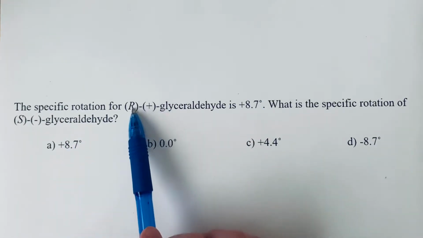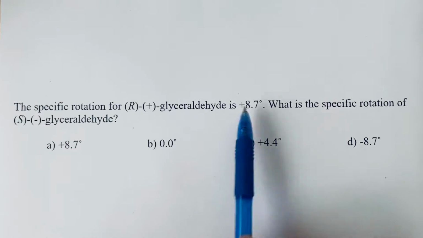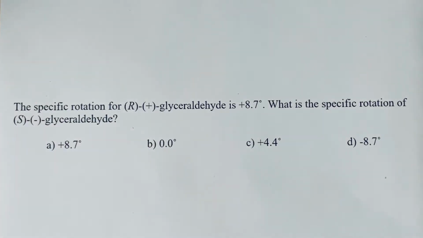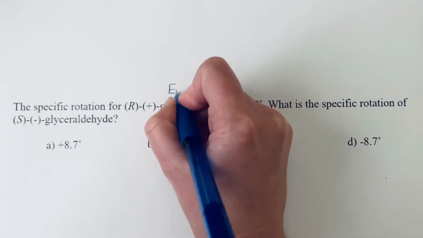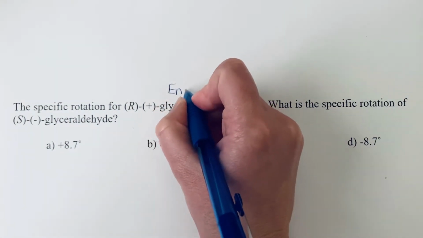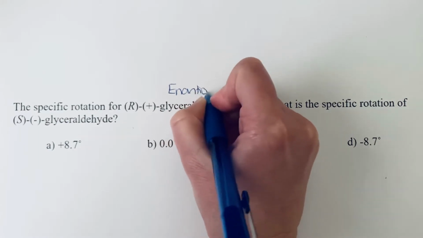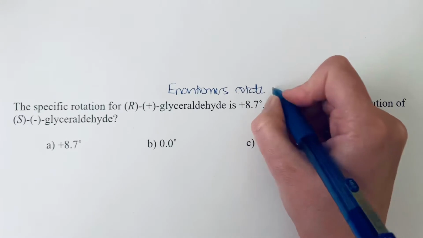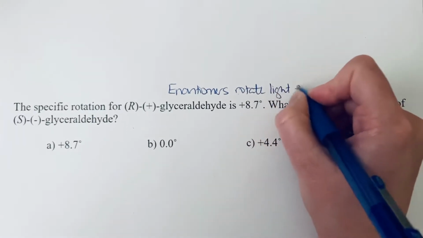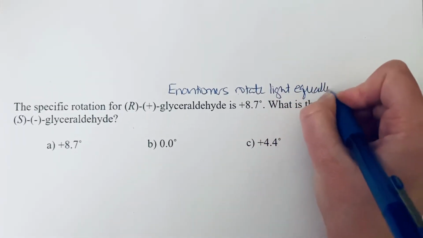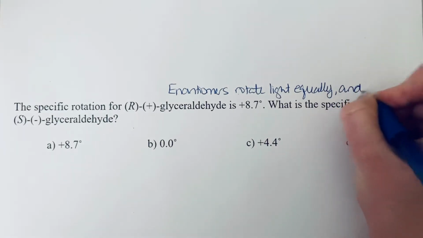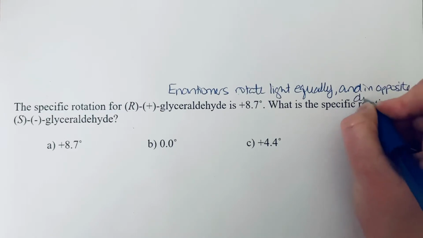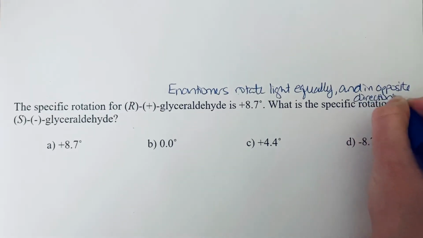So if we know that the R enantiomer is positive, the S enantiomer is going to have to rotate light in the opposite direction. This is that key piece of information that we need for this question. We need to know that enantiomers rotate light equally and in opposite directions. So that's the information that we need here.